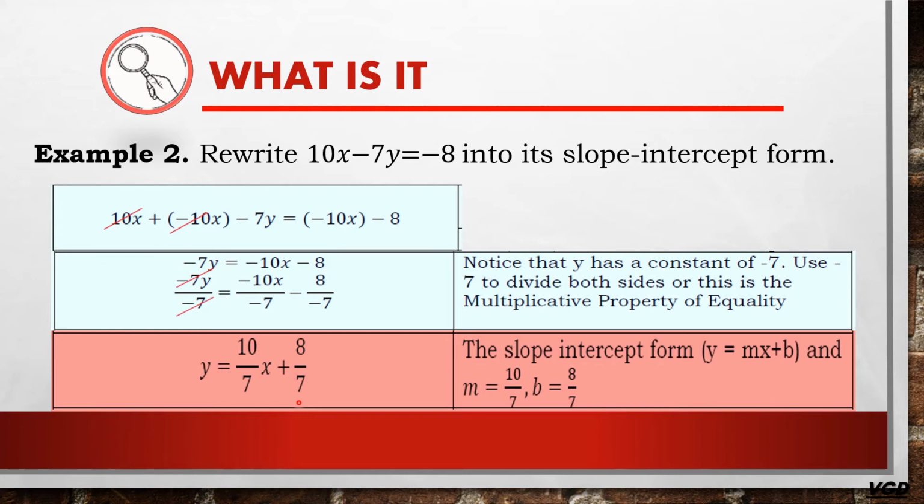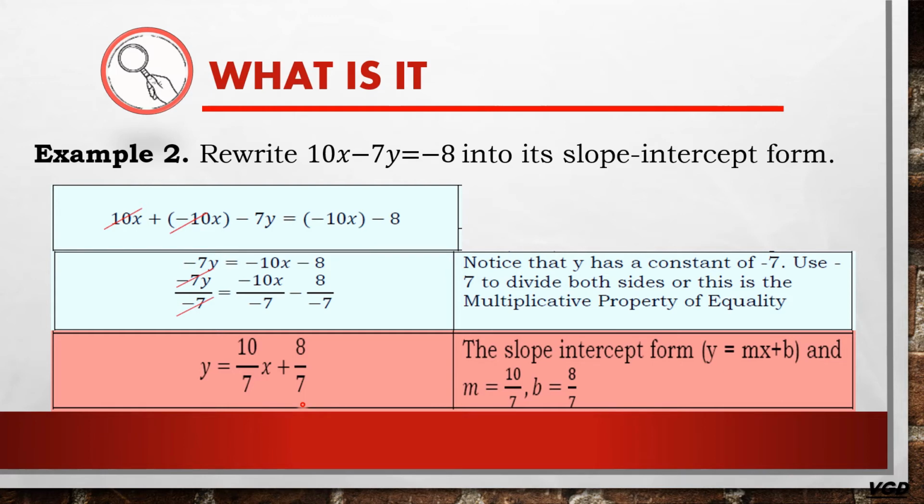Miss, how did it become positive? So take note that as we divide a negative by a negative, the answer will always be positive. Same goes here: negative 8 divided by negative 7 will now become positive 8 over 7. So that's why our slope, which is m, is equal to 10 over 7.